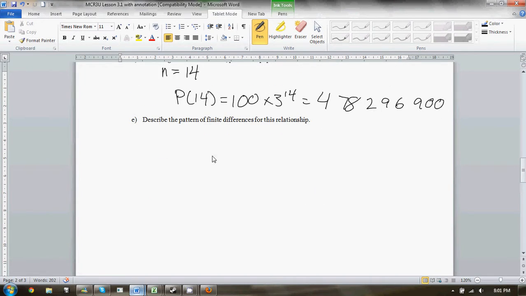Describe the pattern of finite differences for this relationship. For that we have to go back to that chart again. So day, population.